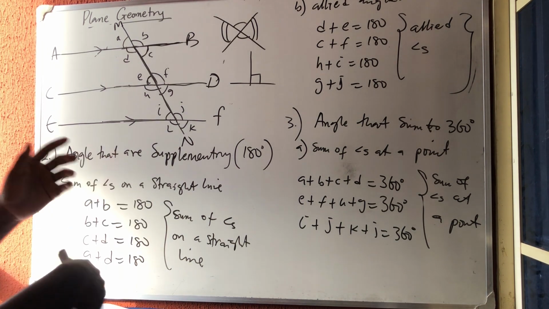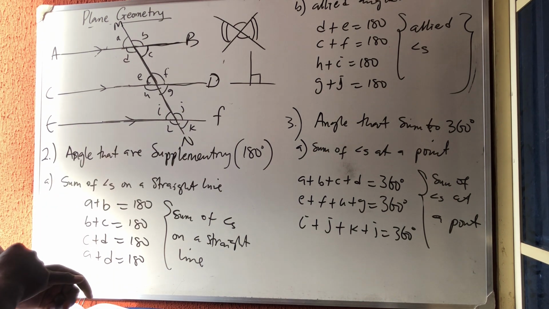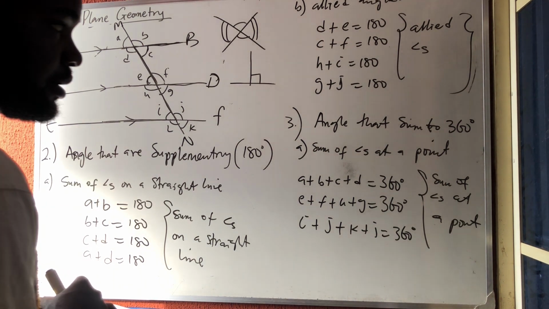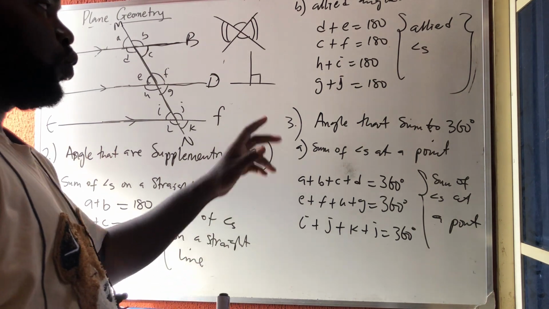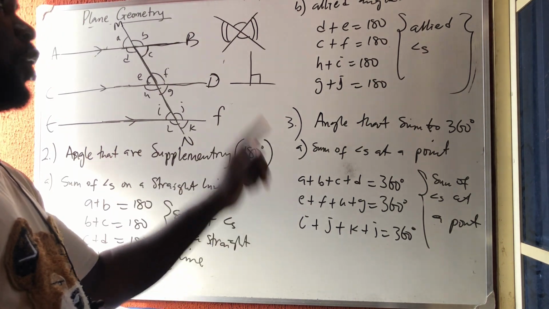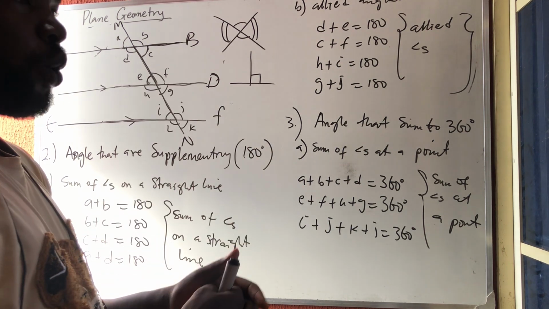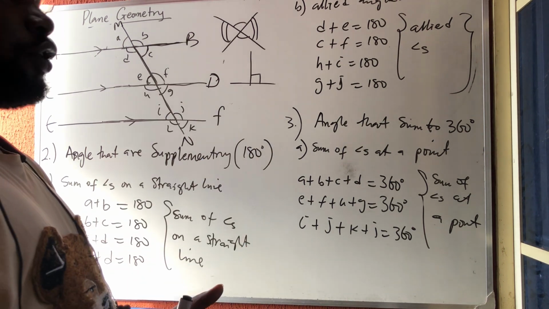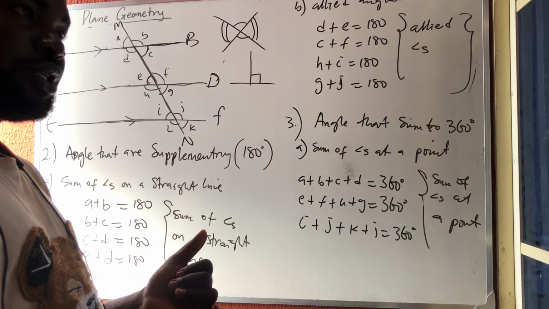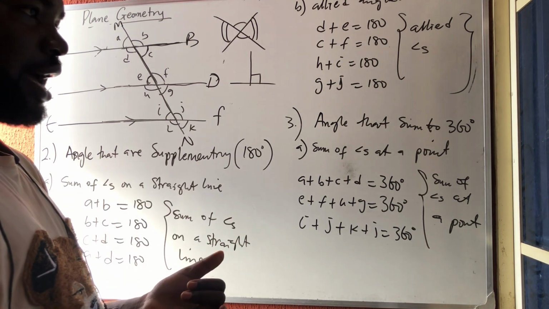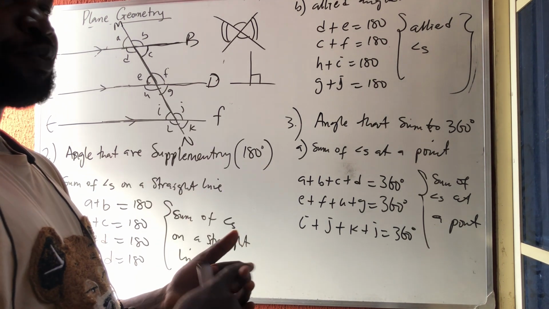In fact, you can turn it around so that the first one is sum of angles at a point. That is angles that sum to 360, which is number 1, they are 1 in number. Number 2, they are 2 in number. Then number 3, which is angles that are equal, they are 3 in number. And the 3 of them are what? Vertically opposite angles, alternate angles, and corresponding angles.